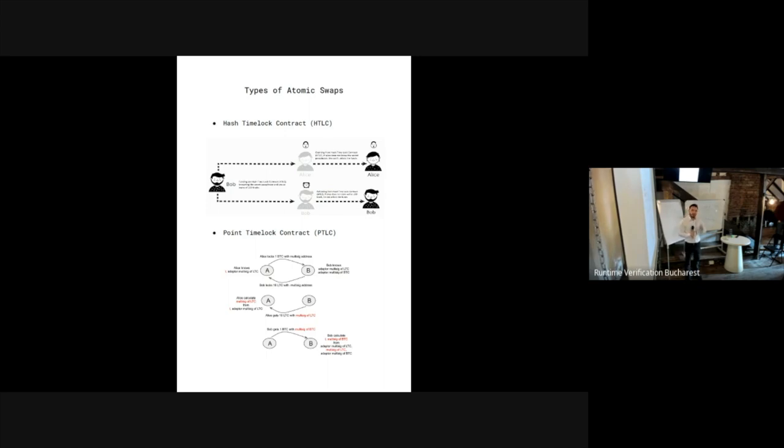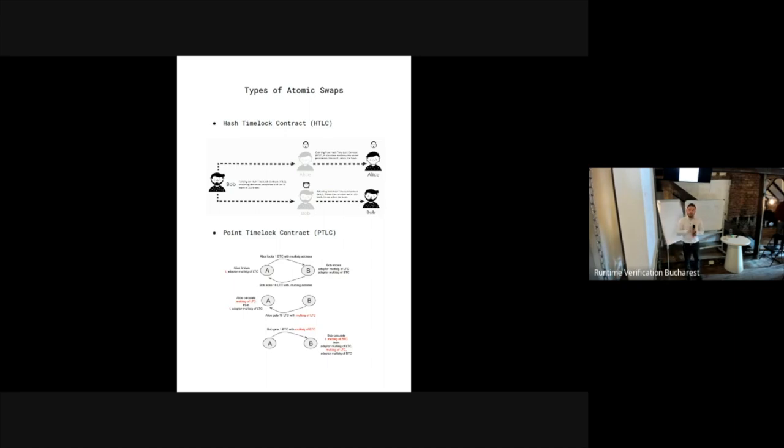HTLC doesn't provide privacy, because anyone can see the hashes on the blockchain because it's public, and they can actually link the transactions together, and they can see that Alice and Bob actually exchanged one Bitcoin for 10 Litecoins or something like that.